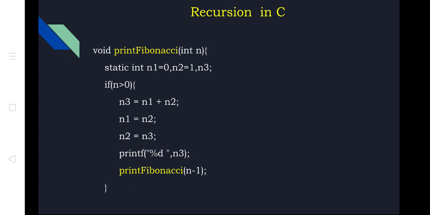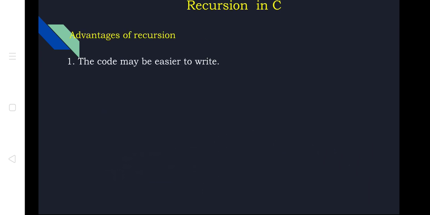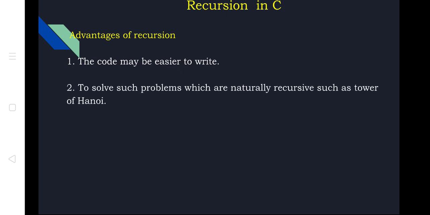Okay, this is the simple example of a recursion program which prints the Fibonacci series. Now let us see the advantages and disadvantages of recursion. The first advantage of recursion is that the code may be easier to write, and the second one is to solve problems which are naturally recursive, such as towers of Hanoi.